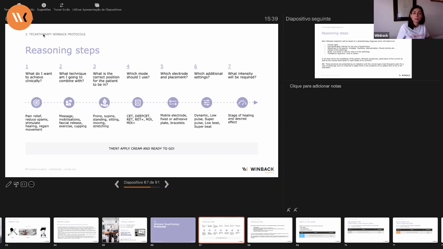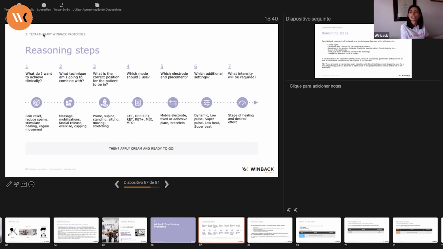I work with the mix or the mix plus. Then in 5, we want which electrode and what placement am I going to put? Will I work with the mobile electrode, the adhesive plate, or the bracelets? The 6, we have which additional settings am I going to choose? The dynamic, the low pulse, the super pulse, the low beat, the super beat. We really need to know what each one of these modes do so we can achieve our objectives. And in 7th place, what intensity will be required?